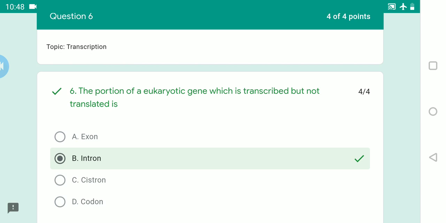The next question. Just now I told you the terminologies and meanings. The portion of a eukaryotic gene which is transcribed but not translated is called introns. So whenever it is transcribed but not translated, then it will be introns. This is a direct question, and it can be asked as a 1 mark question also, no need of confusion.